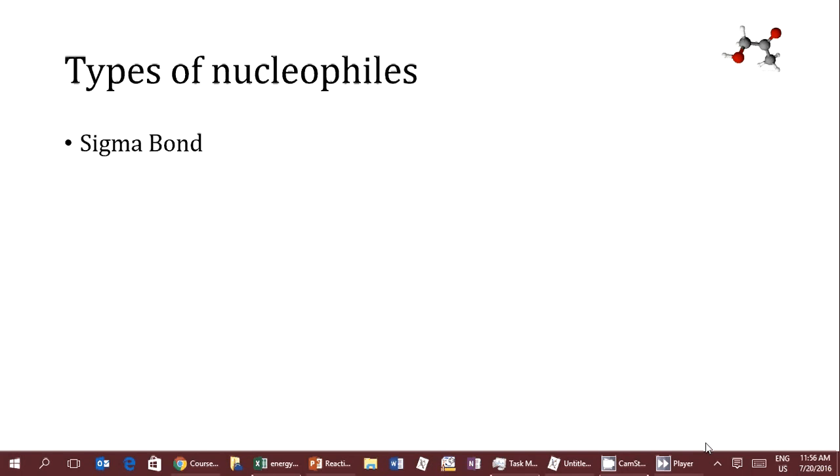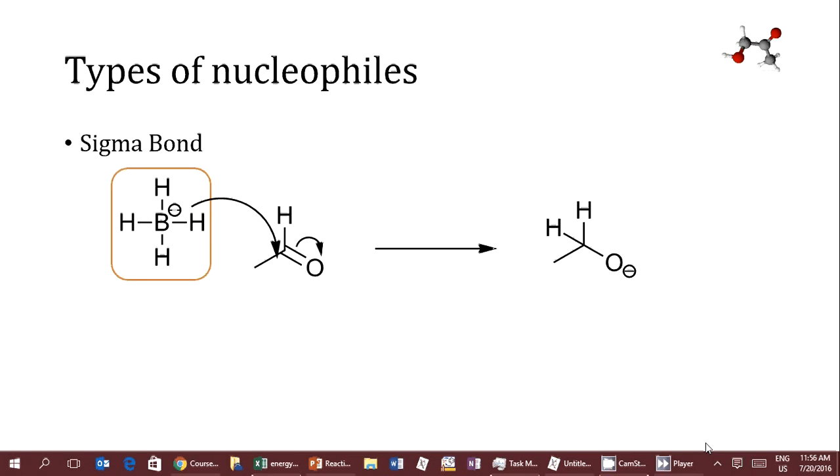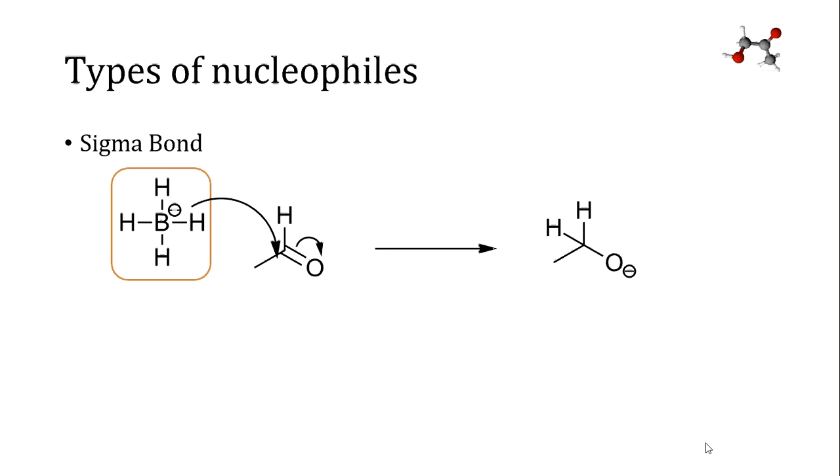There are also sigma bond nucleophiles, where the electron pair that is being used to form a new bond comes from a sigma bond between two elements. Here is an example where the boron-hydrogen bond is being used as a nucleophile. The electron pair in the boron-hydrogen bond is being used to form a new bond to carbon. The most common situation that leads to sigma bond nucleophiles are bonds between hydrogen or carbon and less electronegative elements.